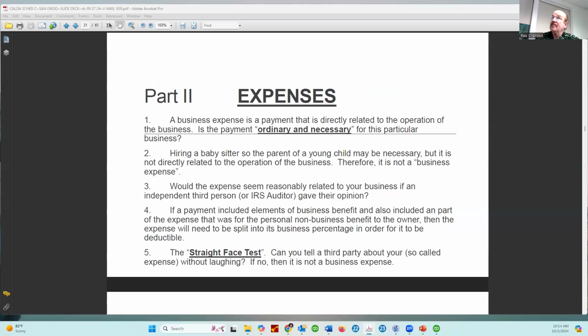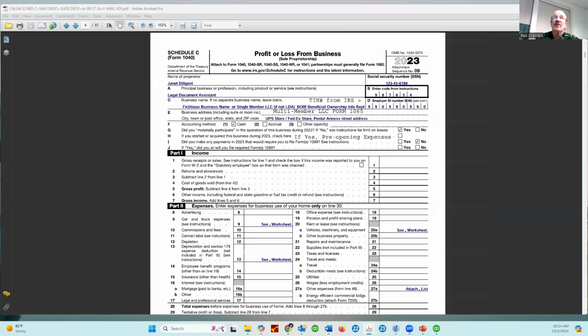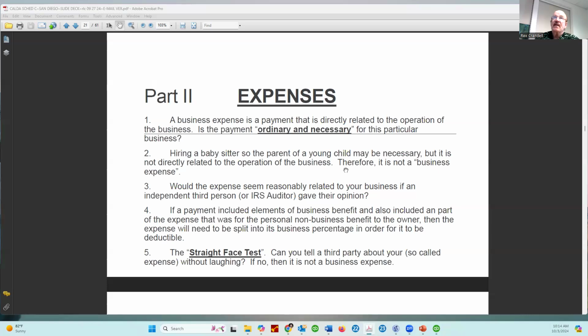Now we're going to cover part 2, business expenses. Going back to the 1040, it's this middle section. A business expense is a payment that is directly related to the operation of the business. It's a payment that's ordinary and necessary for this particular business. Ordinary and necessary is a buzz phrase from the IRS. So is it ordinary and necessary or not?